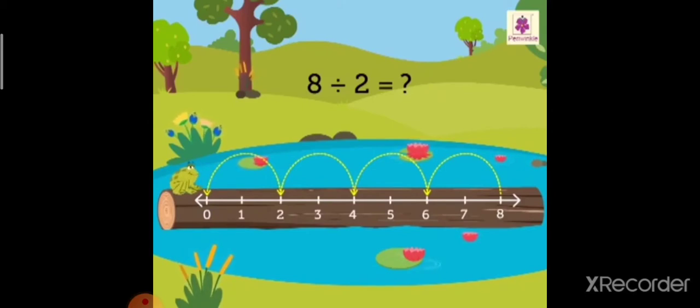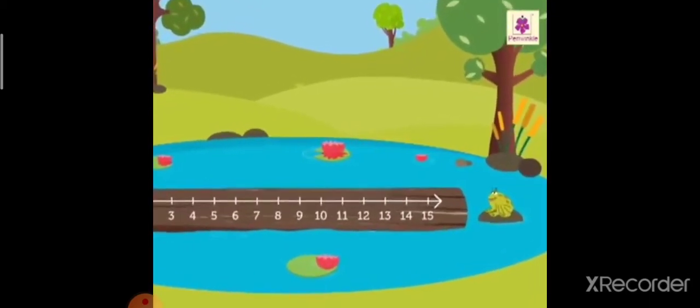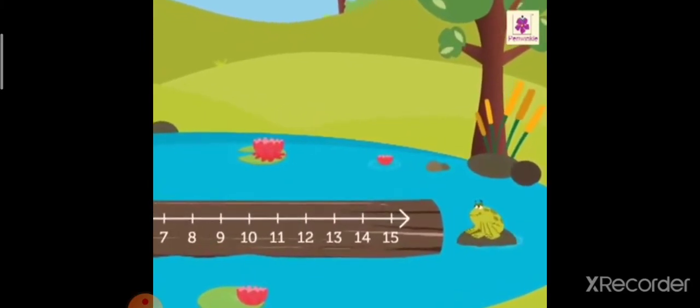Let us count the number of groups. 1, 2, 3 and 4. So 8 divided by 2, it is 4. Means our quotient will be 4. Isn't it easy? Let us solve one more example.